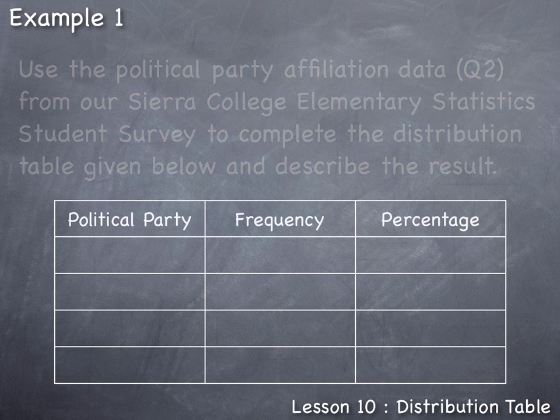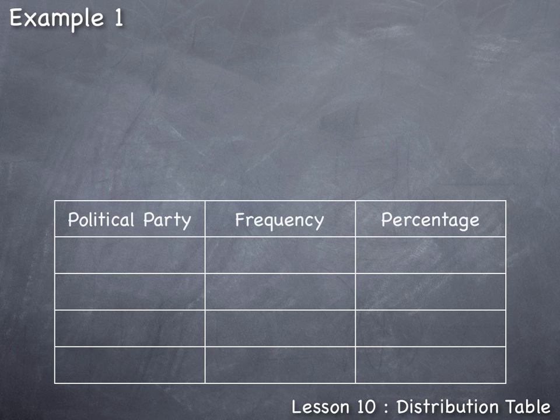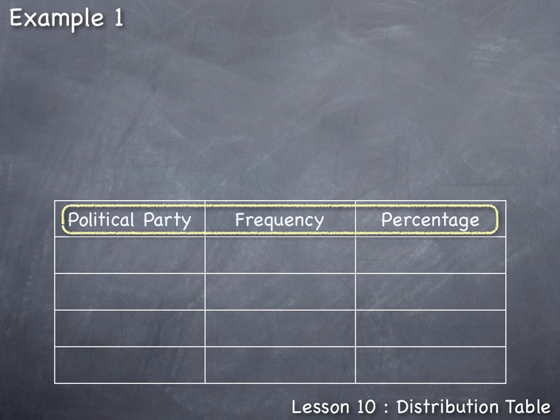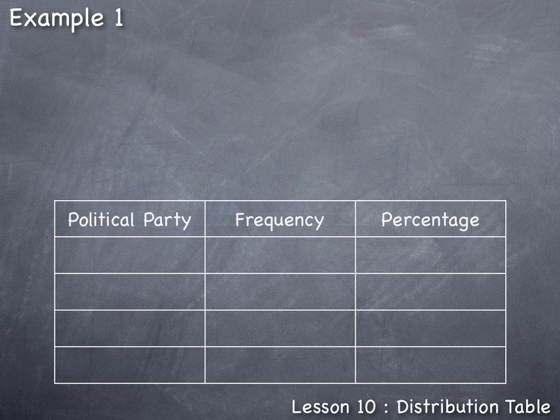Well, in the distribution table given below, the columns are clearly labeled. Therefore, we know we need to include the political party, the frequency, and the percentage in this table. What isn't included is the descriptive title.